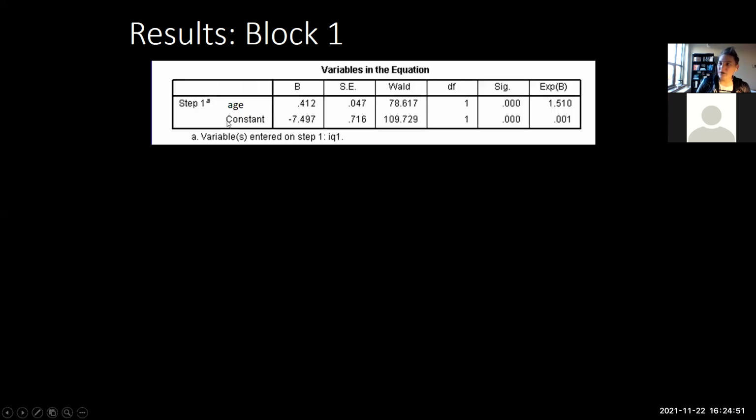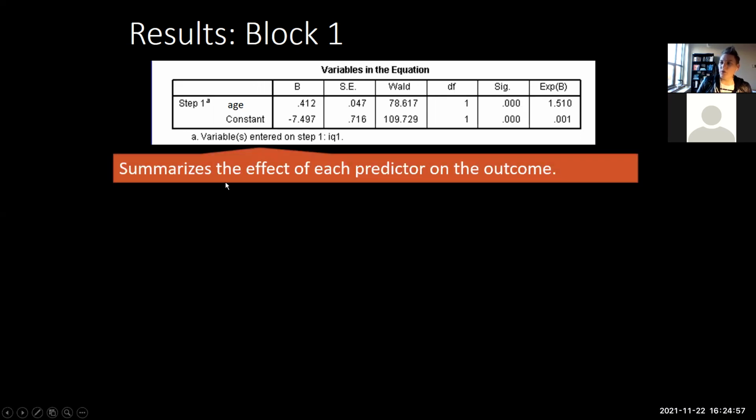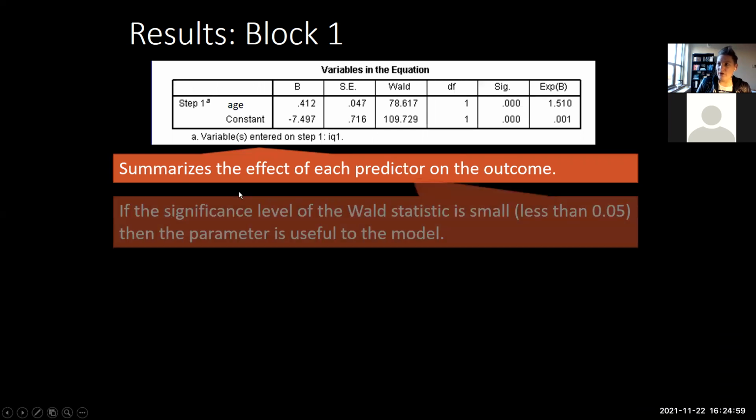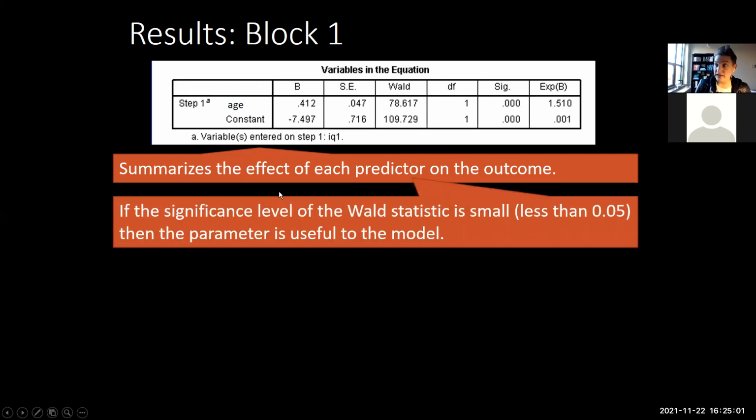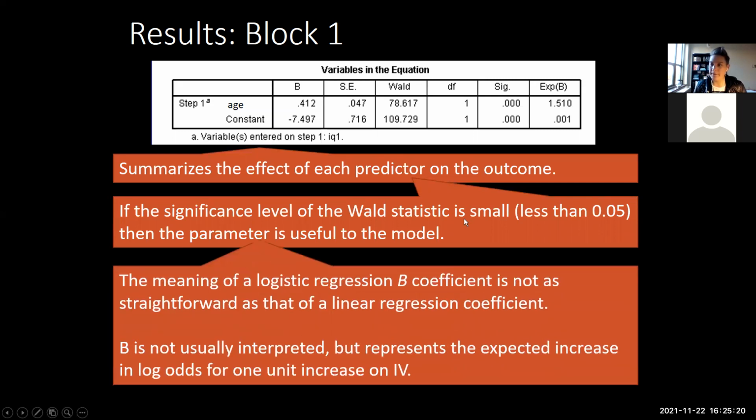Okay, so here we are in block 1. Now we have our coefficients box, our variables in the equation box. We're going to get an effect of each predictor on the outcome. In this case, we have one predictor and the constant. Just like we talked about before, if the significance level or p-value of the WALD test is less than 0.05, then we would consider this parameter to be statistically significantly different from 0, and it would be considered useful in our model.